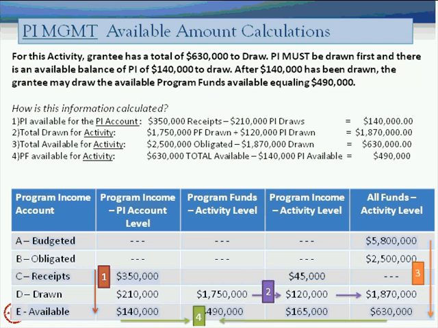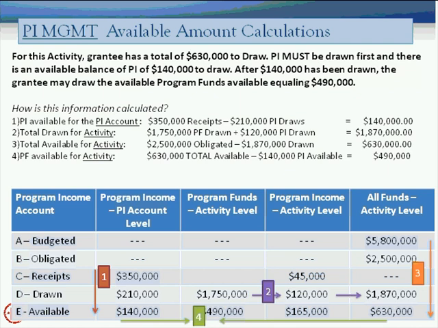$350,000 in receipts across this particular program income account, which also applies to a revolving loan fund, just to be real clear about that. So there have been program income draws of $210,000 to date. That means there's a program income balance of $140,000 within this program income account. So in this case, let's say it's one account and there are 4 activities in it.